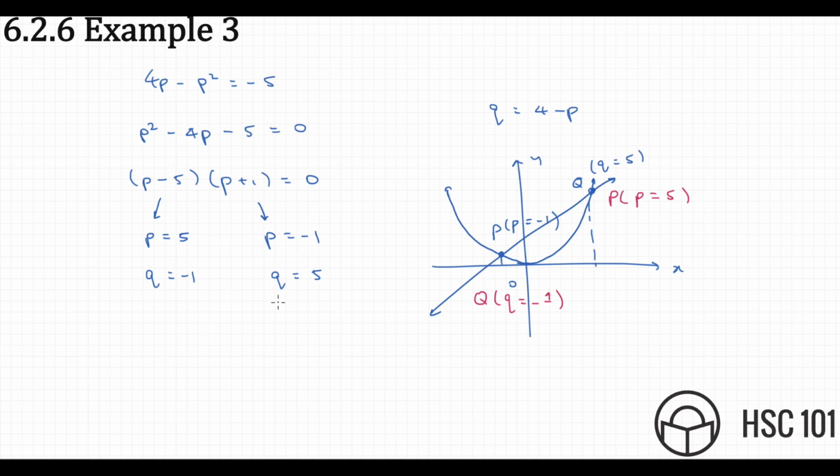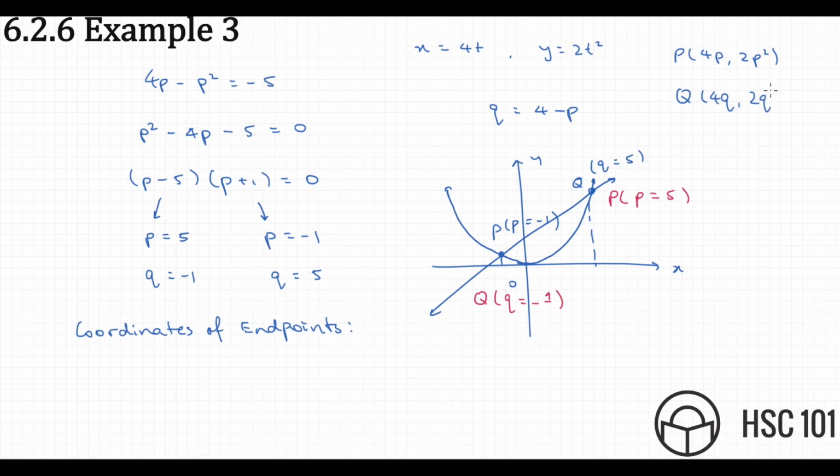That accounts for why there are two different sets of answers and why they are essentially the opposite of each other. So therefore, to finish the question, what we want to do over here is find the coordinates of the endpoints. The coordinates of the endpoints are therefore going to be, now remember your parametric equations are given by x equals 4t and y equals 2t squared. So if my first parameter is going to be 5, remember we call the 2 points p given by 4p comma 2p squared, and q is given by 4q comma 2q squared.